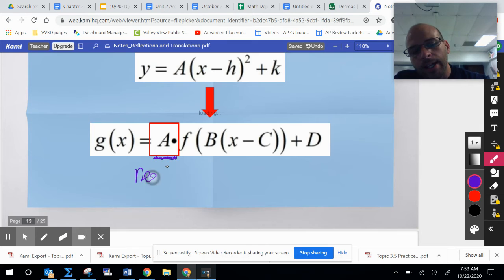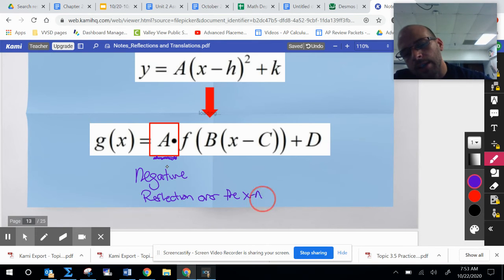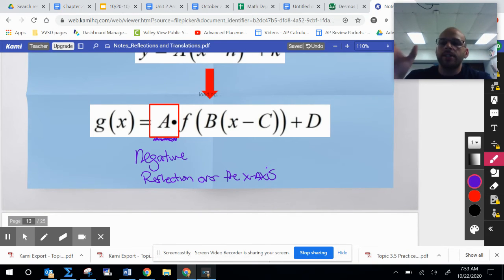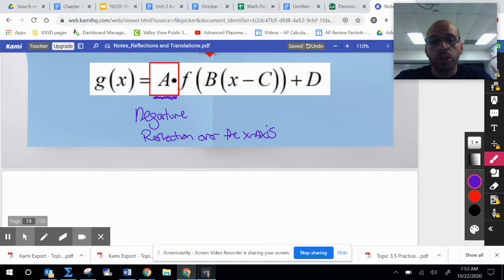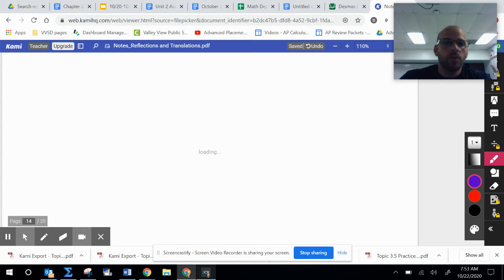And when this is negative, there's going to be a reflection over the x-axis. Okay, so when you have a negative value in front of your quadratic, it's going to take my graph and make it concave down. Well, that's a reflection. That motion going from concave up to concave down is a reflection. Well, let me refresh my slide here.